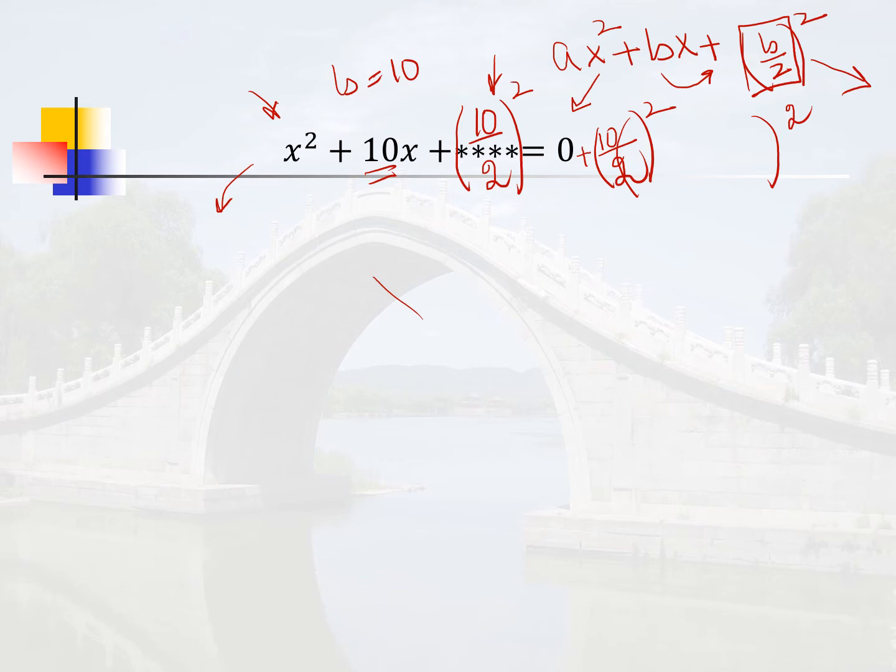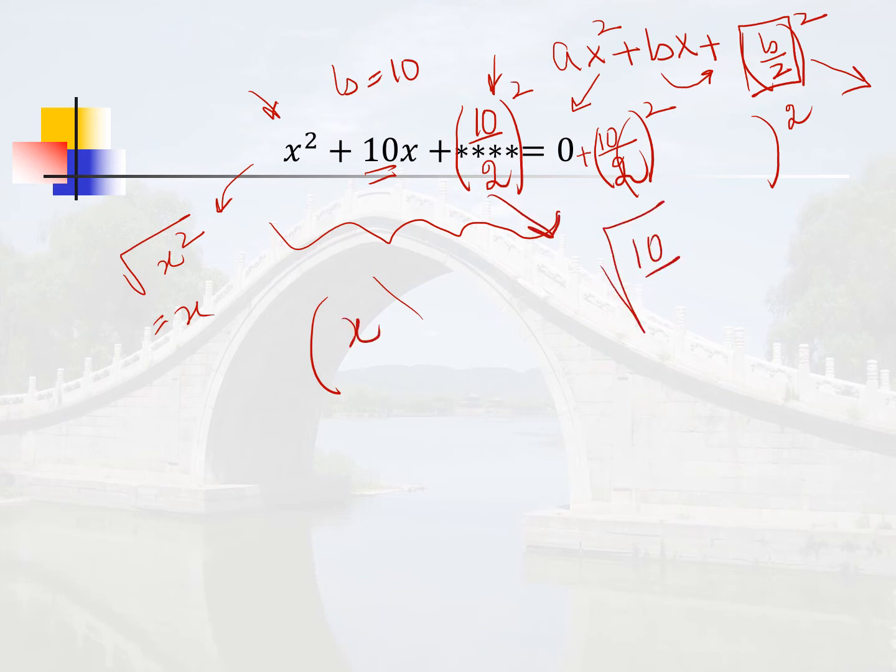Now write it in the form of a perfect square. If you remember, for the perfect square we take the square root of the first term, so that is x. Take the square root of the second term, 10 by 2 whole square, so it will be 5. The sign is plus, and write the whole square equals. Now 10 by 2 whole square will give you 25. So this is the way we do the perfect square method.